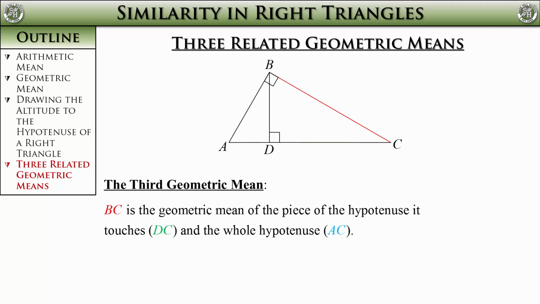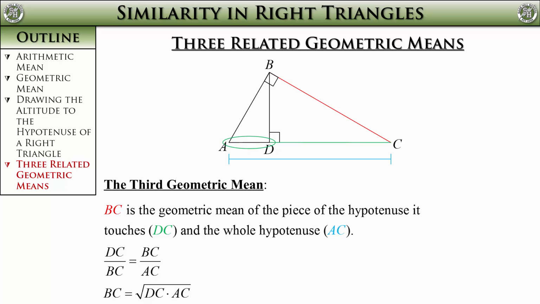Finally, we have the last geometric mean, BC. BC is the geometric mean of the piece of the hypotenuse it touches, DC, and the whole hypotenuse, AC. Once again, the piece of the hypotenuse that it doesn't touch, AD, is not involved. Hopefully that helps you remember which pieces to use when you plug those into one of the 2 formulas that you can use. That's all for this section.